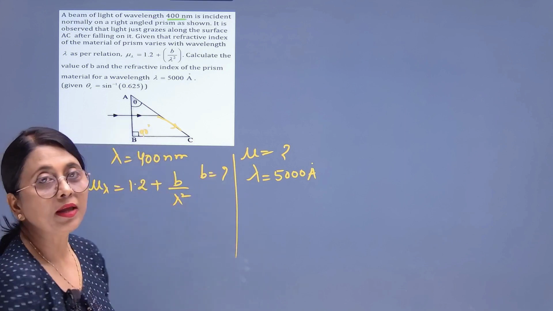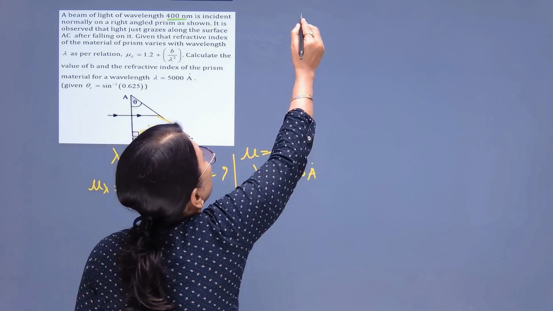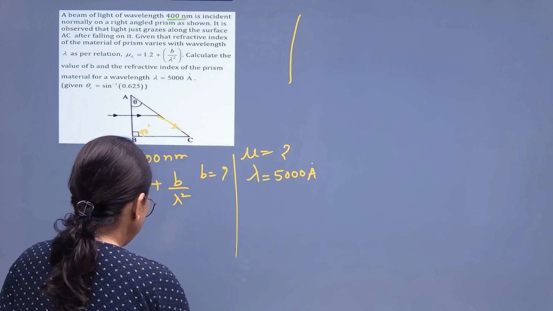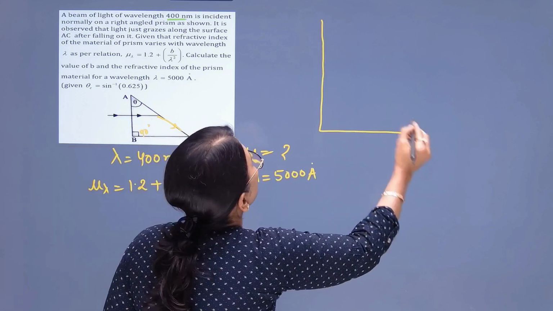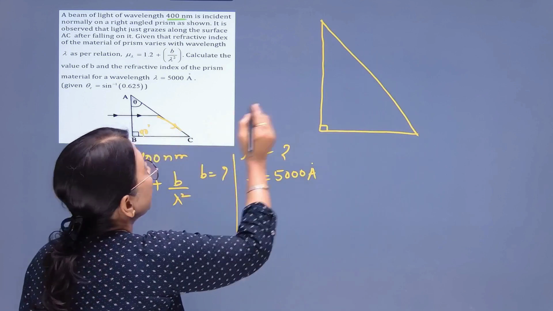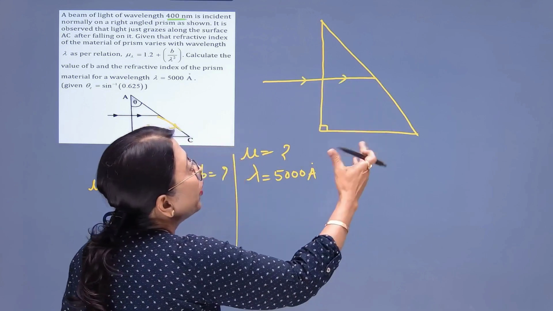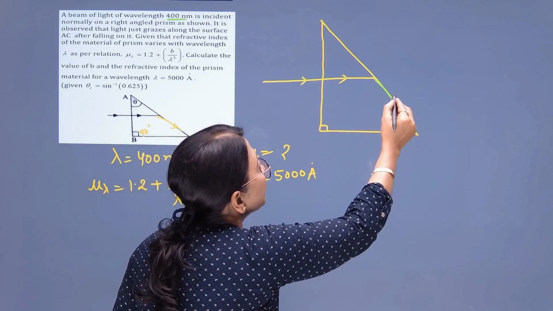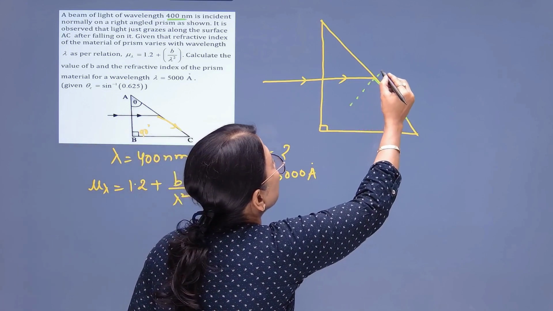We have to find out b. लेकिन उसको करने से पहले खुद एक फिगर बनाते हैं. We make a figure that this is a right angle prism. Right angle prism. This angle is of 90 degree. The ray is coming normal to it, striking the surface, and then it's going to graze along it. ये graze कर रहा है. This is grazing. So we draw a normal here.